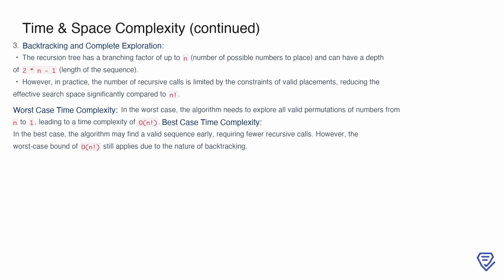While the theoretical maximum number of recursive calls corresponds to exploring all n factorial permutations, in practice, the algorithm prunes invalid placements early, significantly reducing the effective search space. For example, placements that violate the constraints, such as already filled indices, are skipped immediately. This pruning prevents unnecessary computations and improves efficiency. Despite this optimization, the worst-case bound remains O(n factorial), as the algorithm must still consider all valid permutations when the input is highly constrained. In the best-case scenario, a solution may be found early, requiring fewer recursive calls, but the O(n factorial) worst-case complexity is the dominant consideration.